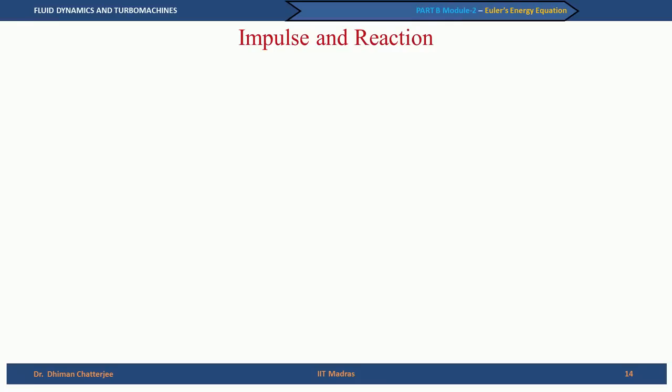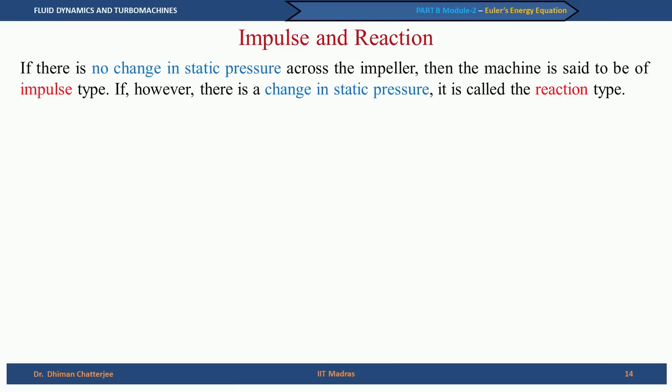Now, we are in a position to define these two terms called impulse and reaction. But before we talk in terms of turbomachines, let us talk in a simple way so that we all can have a common understanding of these terms. We will say that if there is no change in static pressure across the impeller, then the machine is said to be of impulse type. If, however, there is a change in static pressure, it is called a reaction type.